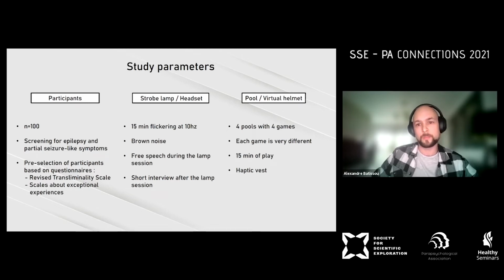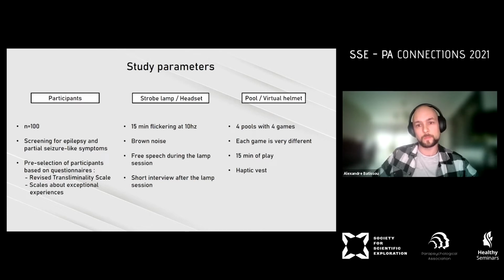Each participant of our study will sit under the strobe device with bright noise diffusing in the headset for 15 minutes. The flicker frequency is set at 10 Hz so that the participant can enter an alpha state through brainwave entrainment. We have chosen this frequency according to the existing literature on photic stimulation, as well as some pre-tests performed with a few students. Each participant will be able to speak freely during the stimulation under the lamp, and a small debriefing of the session will take place. This will allow us to recover additional material of what he will have perceived during the stimulation and which would have escaped him.